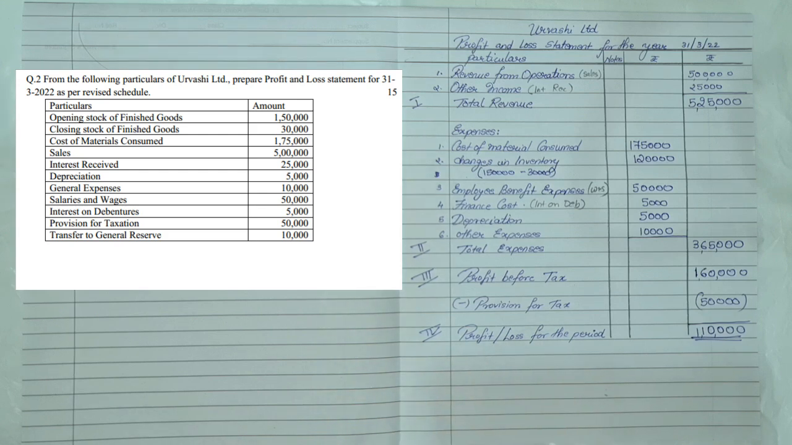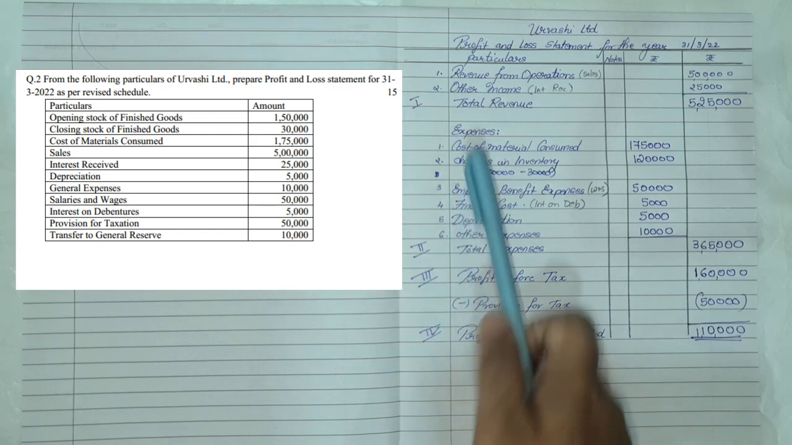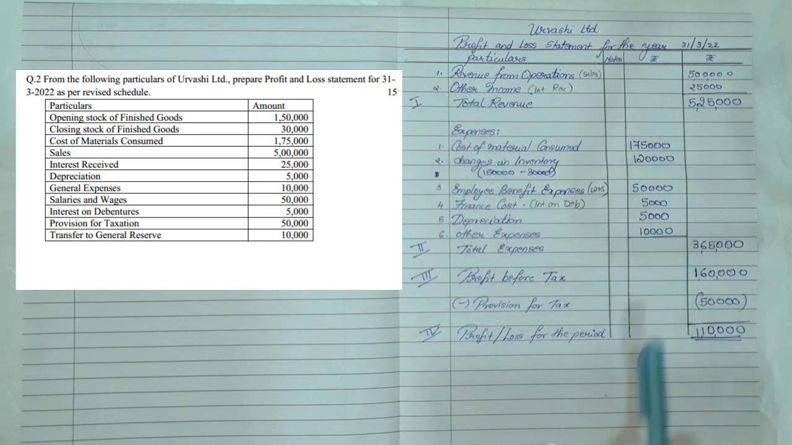Okay, so this is it. These are the only things you are supposed to note down, and this is how you have to prepare the profit and loss statement as per the revised schedule. You just have to note down, learn the format and just post those values which are given. Okay, I hope everyone has understood it. You can all go through it once.